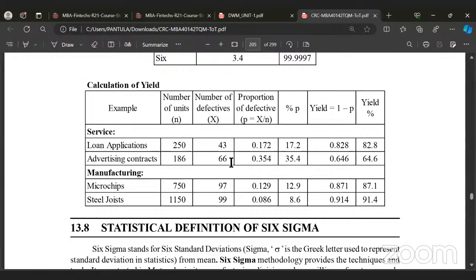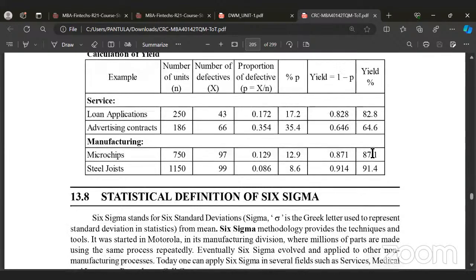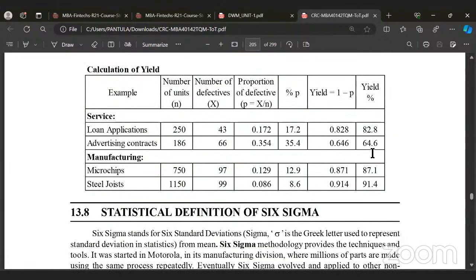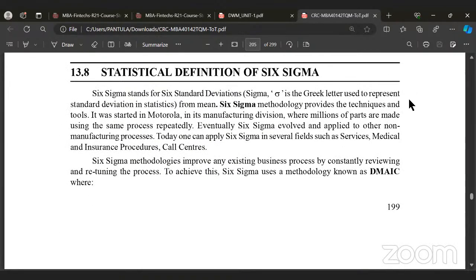So loan application. And then they have advertisement, contract, advertising. Then manufacturing, so microchips, so defects, and steel. Okay, it's defects. Now you can see here, based on the yield, we are going to calculate this. So there is a formula called number of units, number of defects, proportion, percentage of P, and yield 1 minus P. We'll do the calculation of yield. Then the statistical definition.